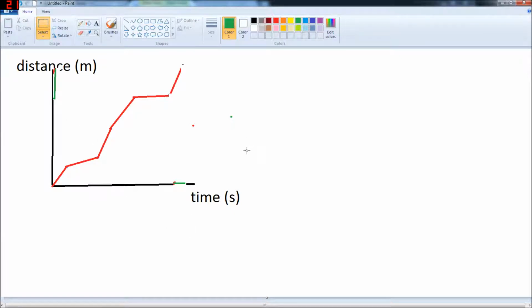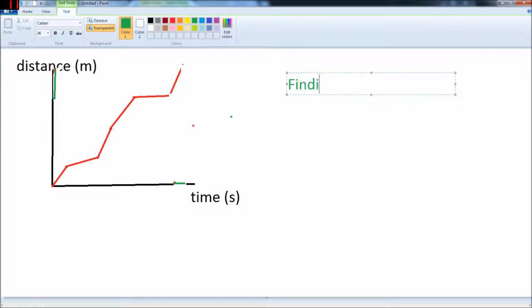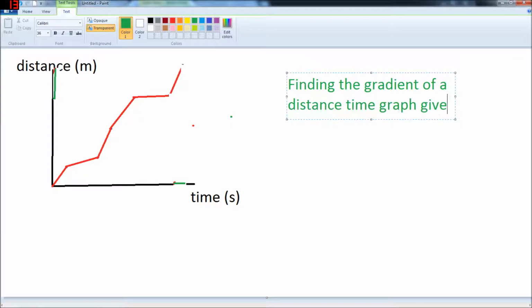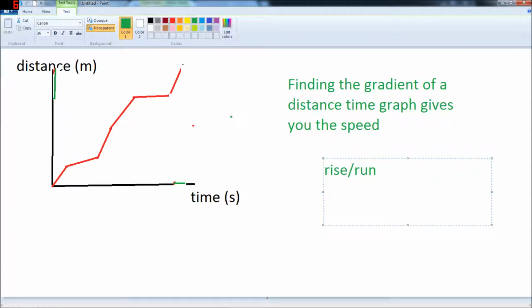Now finding the gradient of a distance time graph gives you the speed. In fact, I'm going to write that. Finding the gradient of a distance time graph gives you the speed. So the gradient is found, there's a few ways, like rise divided by run is one way, or delta y divided by delta x. It really depends how you've been taught it.